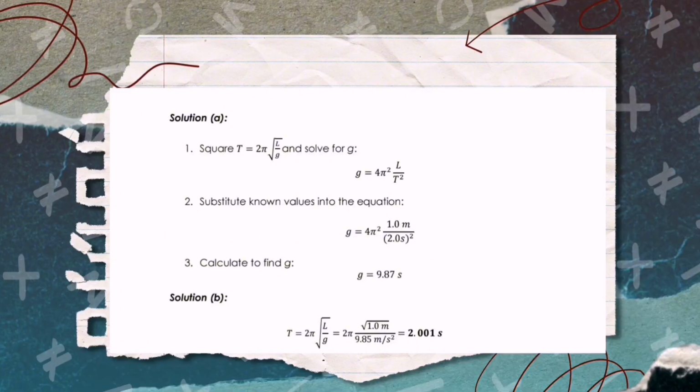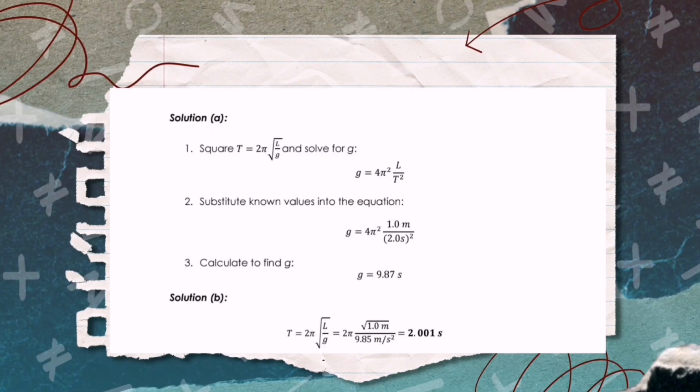We will have T squared equals 4 pi squared L over g. Then rearrange for g, and we will have the new formula, g equals 4 pi squared L over T squared. Now just substitute the known values: for pi, 3.14, for L, the length, 1.0, and T, 2.0. So just compute step by step. Now we will have an answer of g equals 9.87 meters per second squared.